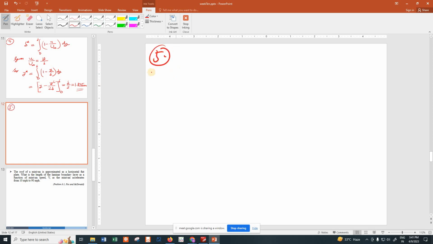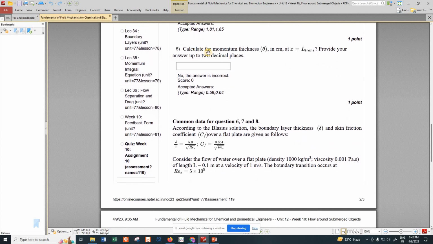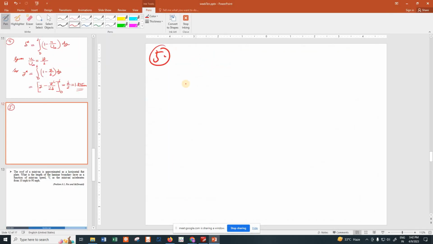Now the question number 5 says, calculate the momentum thickness in centimeters at x equal to the transition length. Provide your answer up to two decimal places. Okay, so now we need to calculate the momentum thickness. Now, if you could recall, what was the momentum thickness?